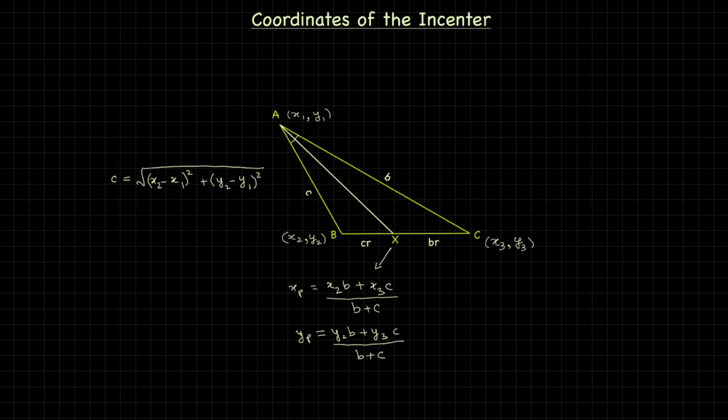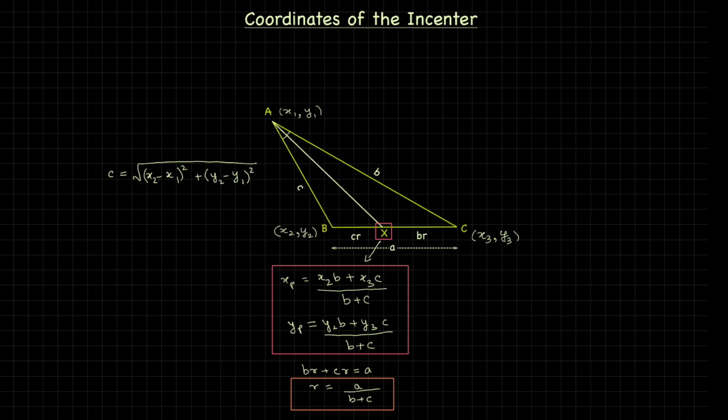The length of side BC is composed of cr and br, and we designate that length lowercase a because it's opposite vertex A. So we get br plus cr is equal to a, and we can use that to calculate r. So r is a divided by b plus c. Now that we know the coordinates of X, we'll use these and the coordinates of A to find the incenter. But first we need to know in what ratio the incenter divides the length AX. So let's see how to figure that out.